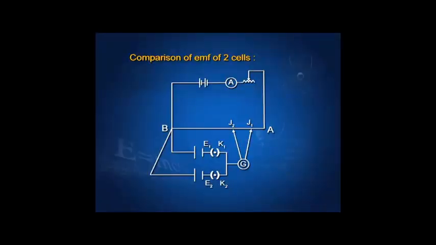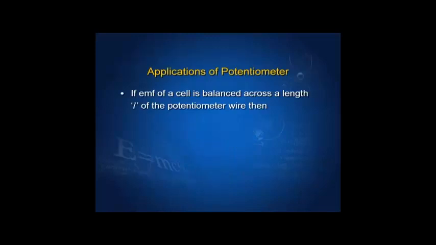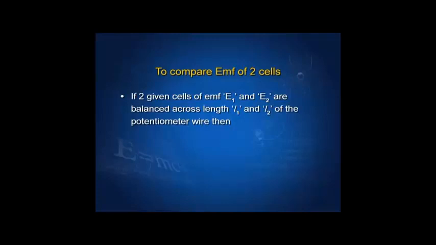Here is a diagram for the situation. If the EMF of the cell is balanced across the length L of the potentiometer, then E will be equal to K into L. Here K is the potential gradient of the wire. Now, to compare the EMF of two cells, this is the second application of the potentiometer. If two given cells are of EMF E1 and E2, and the two cells are balanced across the lengths L1 and L2 respectively of the potentiometer when the respective keys are connected one by one, then E1 upon E2 equals L1 upon L2.